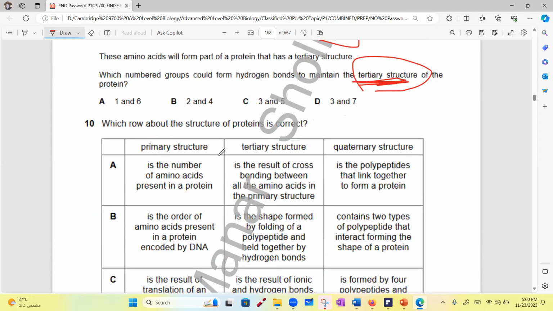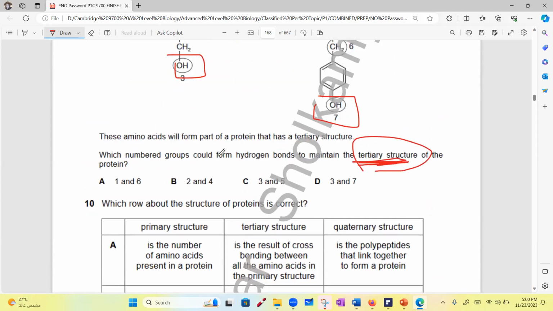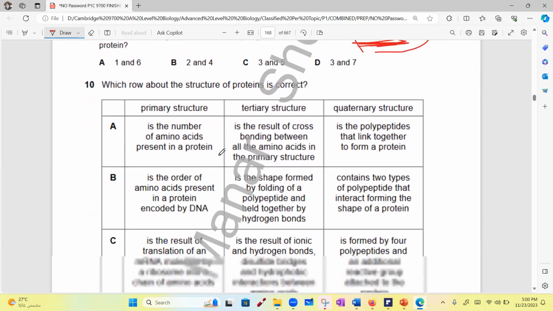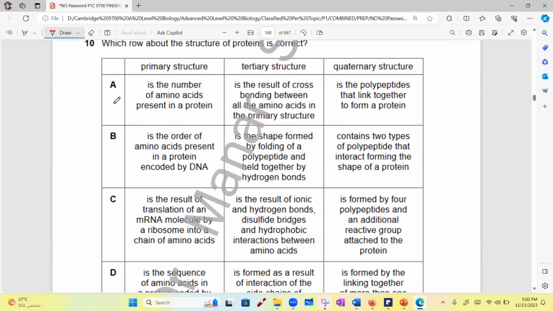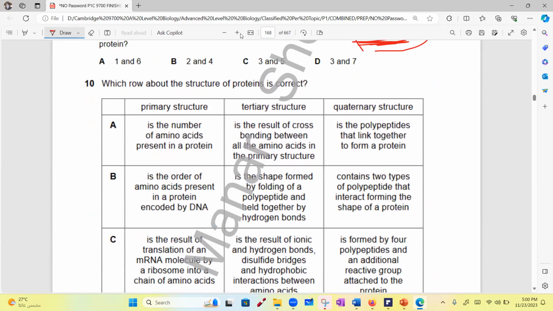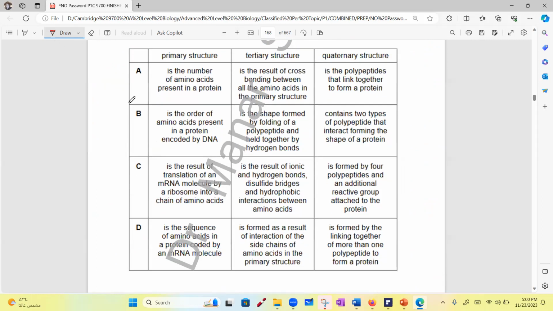Number 10. Mariam, answer number 10. Which row about the structure of a protein is correct? Let me minimize that. So A, B, C, and D. Read it and tell me. Primary structure. Look for one correct answer, and then most probably it will be the right one. The primary structure, A, B, C, or D? Number of amino acids. The order of the amino acids encoded by DNA.